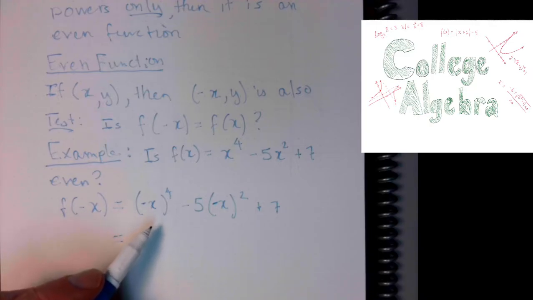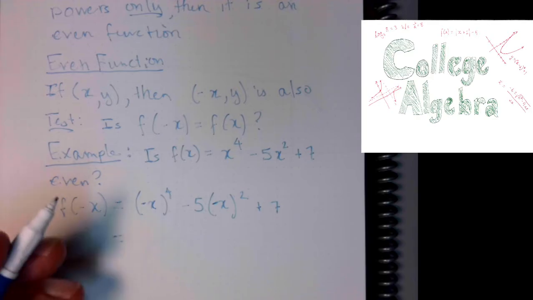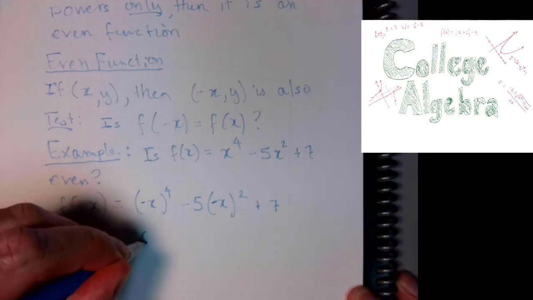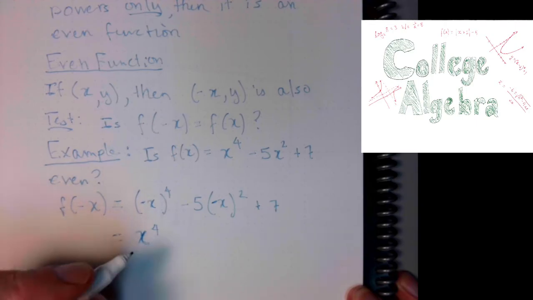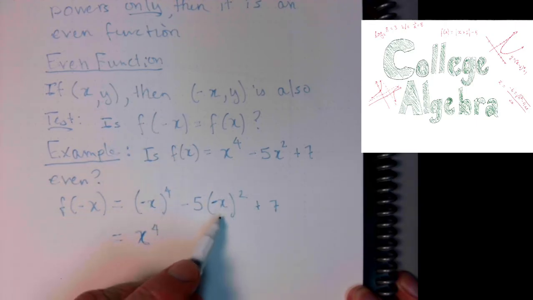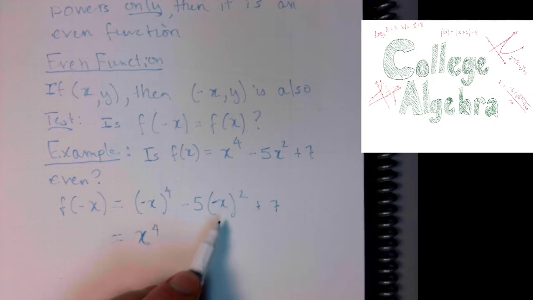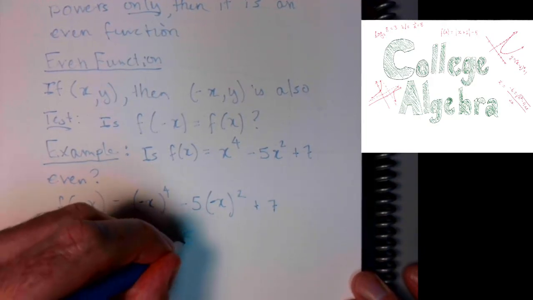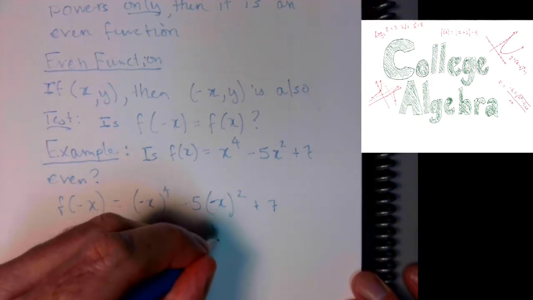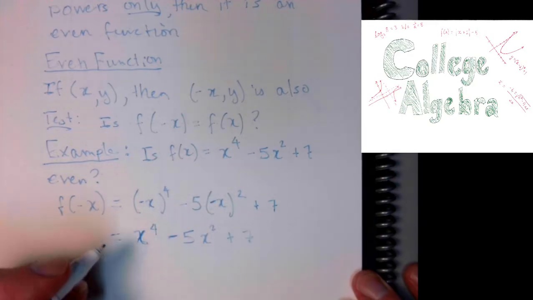Well, here we have four negatives. So that's two pairs of negatives. So all the negatives cancel, and we're left with just plain old x to the fourth. Same thing over here. If we take negative x and square it, that's negative x times negative x, which is positive x squared. Now the negative 5 is just going to hang around, and nothing happened to the plus 7.